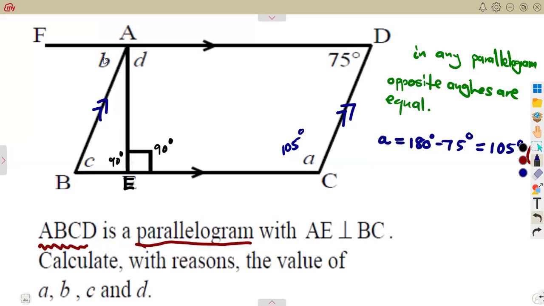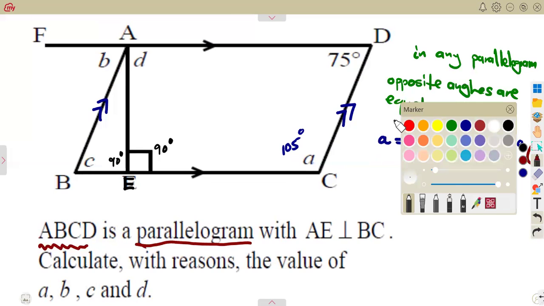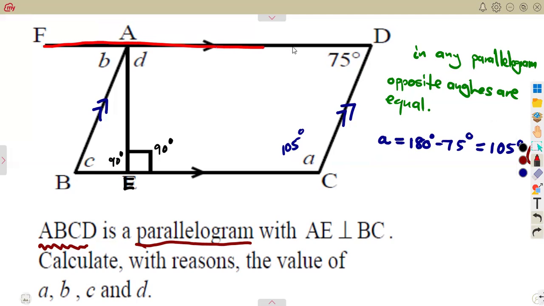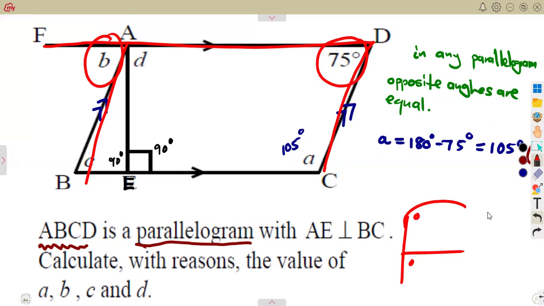All right, B. What about B? We remember these lines are parallel. AB is parallel to DC. So if you check here, we are forming an F, corresponding angles. That's an F that we are forming there. These two angles are equal. So 75 is equal to B.